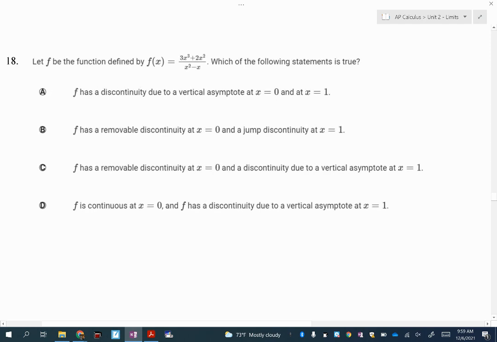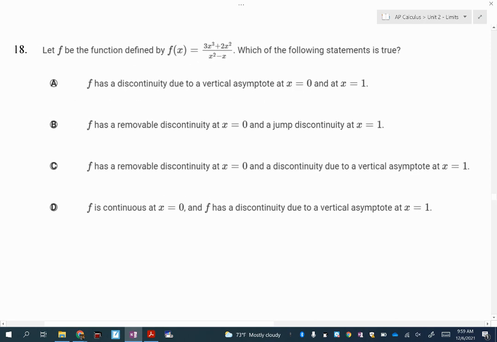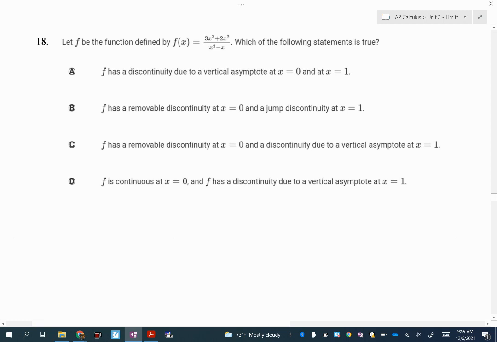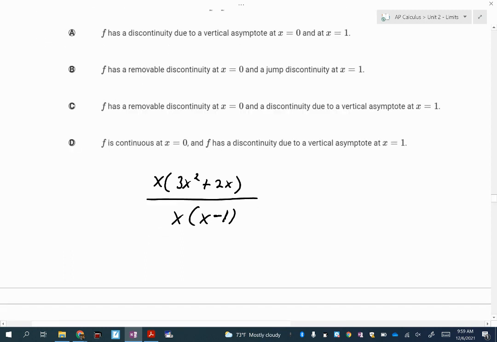Okay, 18. Which of the following statements is true? For this one, what I notice is I can factor out an x in the top. So I'm going to factor out an x and get 3x squared plus 2x over, and factor out an x in the bottom, x times (x minus 1). So this is actually a hole at x equals 0 and a vertical asymptote at x equals 1.